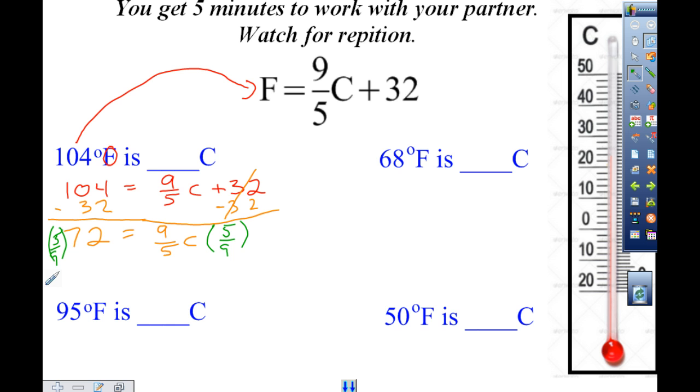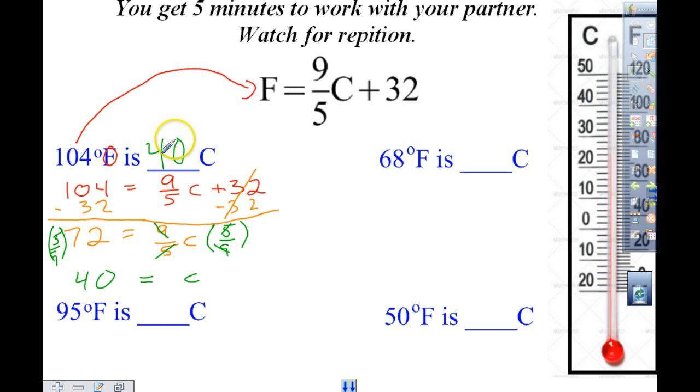So we've given you some nice numbers so that it works out. If it doesn't work out nicely, just use a calculator, that's fine. You'll get a decimal. But here, 9 goes into 72 8 times. 8 times 5 is 40. And of course, show that 9 divided by 9 cancels out to 1, and 5 divided by 5 cancels out to 1. So this is 40 degrees. A 40-degree day, to most of the rest of the world, is a very hot day. Doesn't sound like a lot to us, but it's a lot pretty much everywhere else.